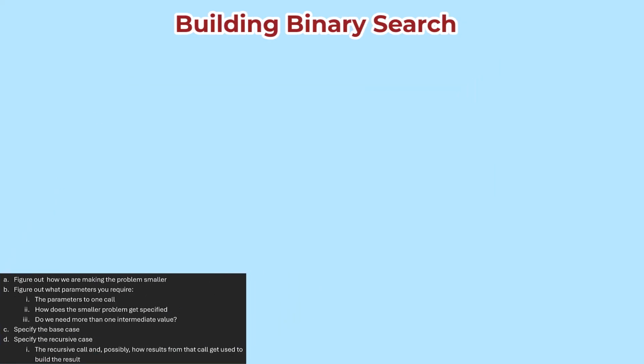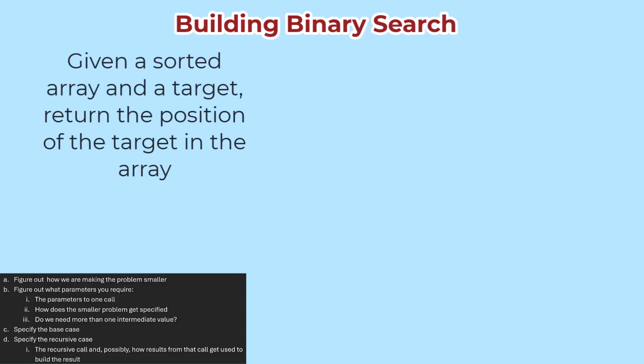Let's follow those steps for a well-known algorithm, binary search. Binary search is given a sorted array and a value that you're looking for, and it's supposed to return the position that that value is in. I'm going to call that value the target. The recursive strategy for binary search is this.